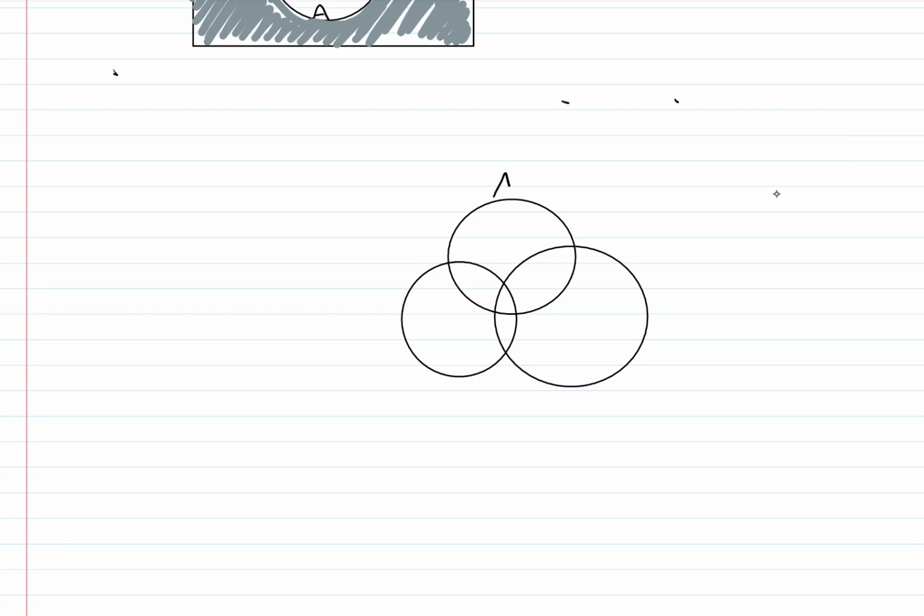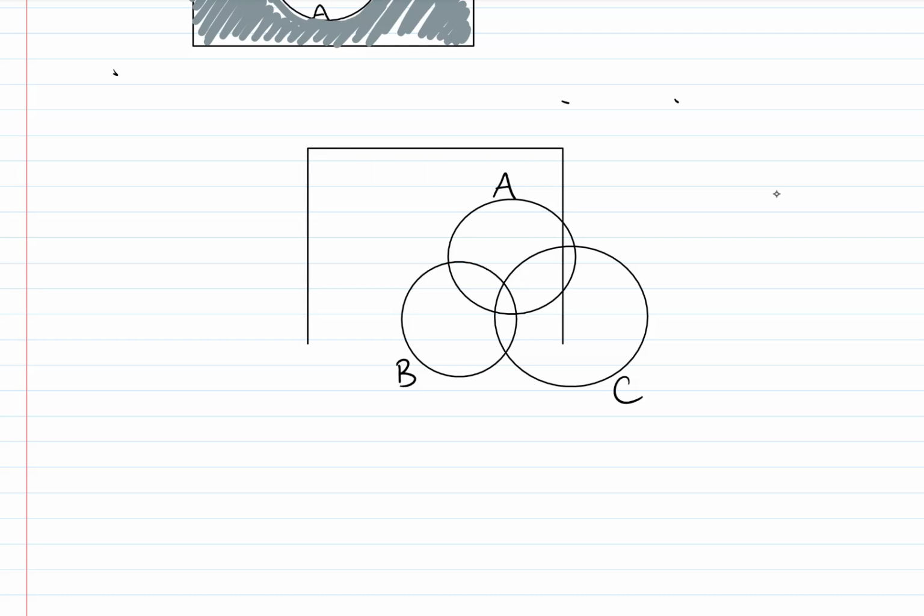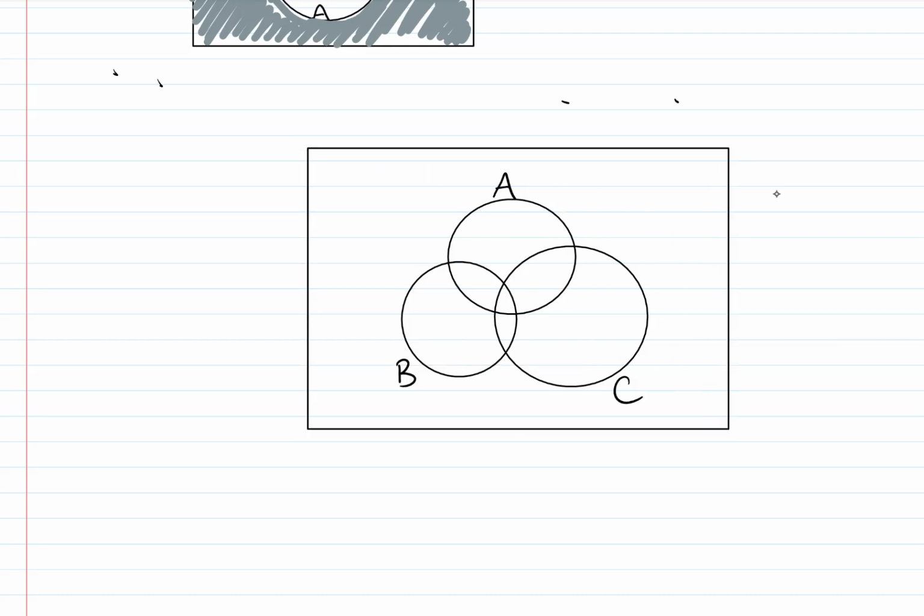Okay, so let's call this one A, and this one B, and this one C. And let's do several different problems here. Let's also put a universal set around there. So what if you wanted to do, I'll do this in blue, the intersection of all 3. What would that be? That would be this little part here. That's the stuff that's in A, and it's also in B, and it's also in C. Okay?